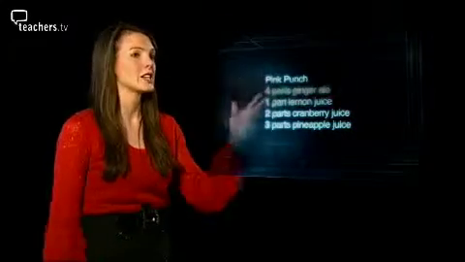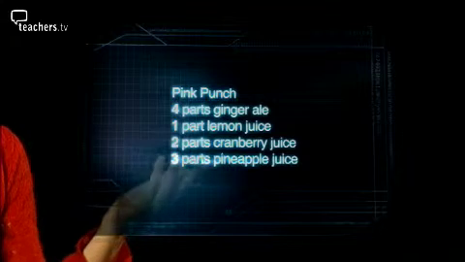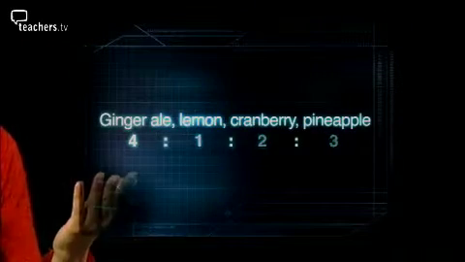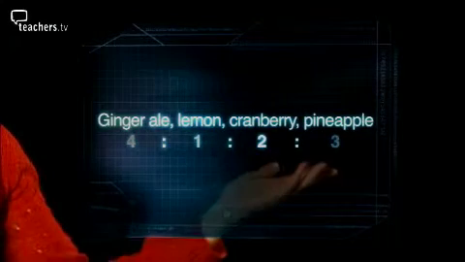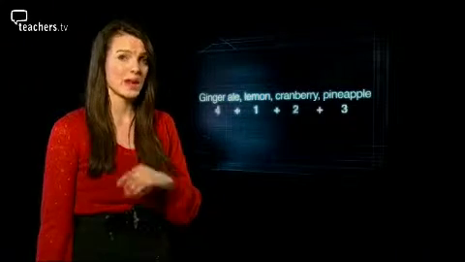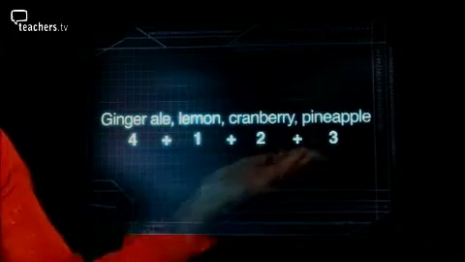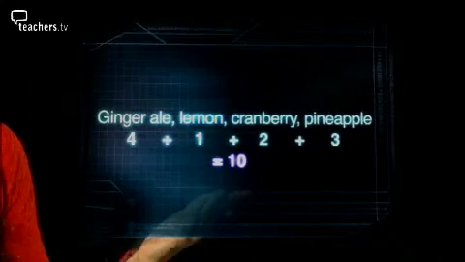Now let's take a look at the pink punch. This is a little bit different. This time, I know how much I want all together, but what I've got to do is work out how much of the bits of the ingredients I need. Now the recipe says I need ginger ale and lemon juice, cranberry juice and pineapple juice in the ratios of 4 to 1 to 2 to 3. So this means I've got 4 plus 1 plus 2 plus 3 parts. So that's 10 parts altogether.